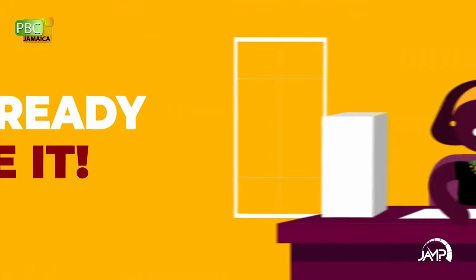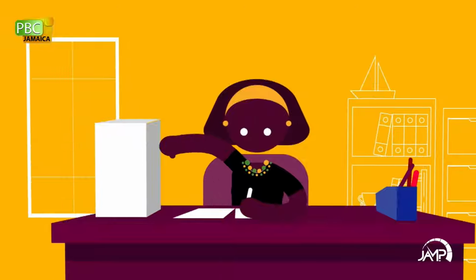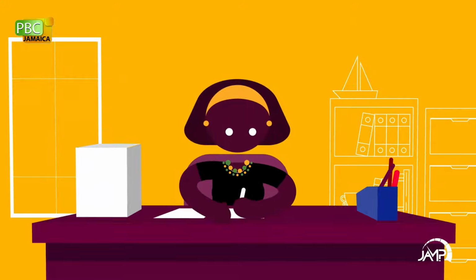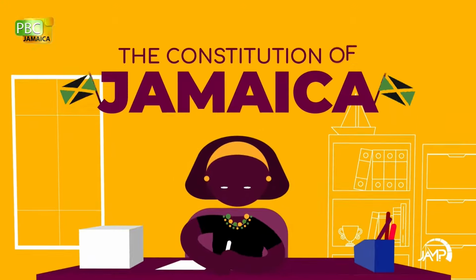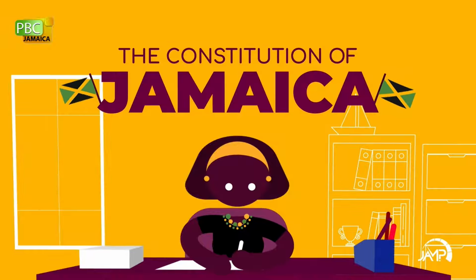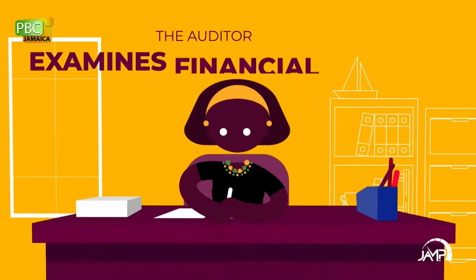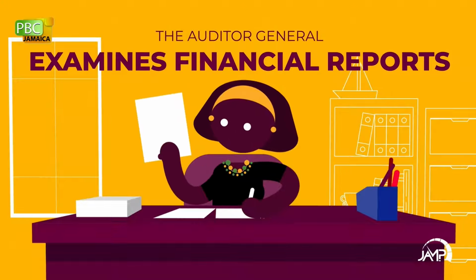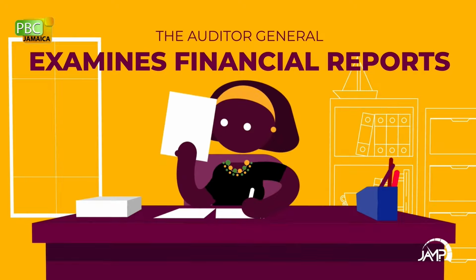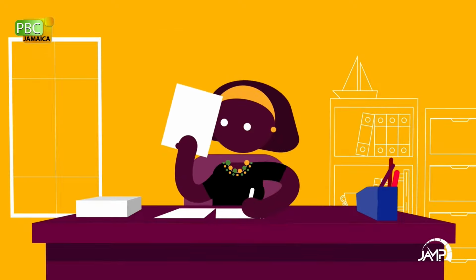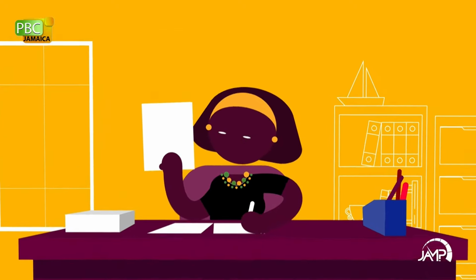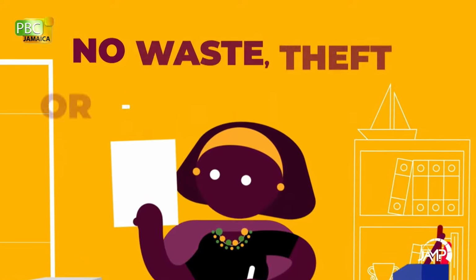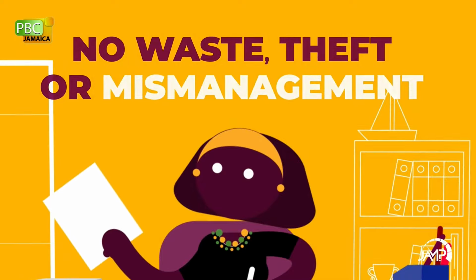A key protector is our Auditor General, whose role is outlined by the biggest, baddest law in all the land, the Constitution. The Auditor General's main job is to examine the financial reports of all public entities to ensure that they are accurate and that public funds are used appropriately and effectively to deliver public goods and services without waste, theft, and mismanagement. Here's how it's done.